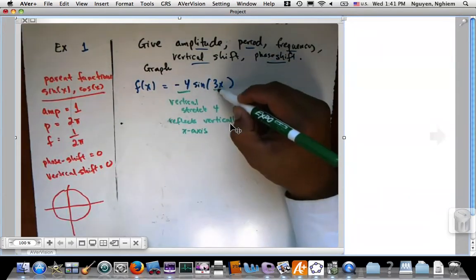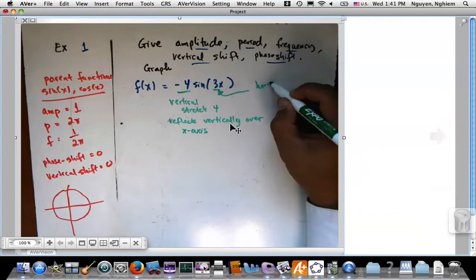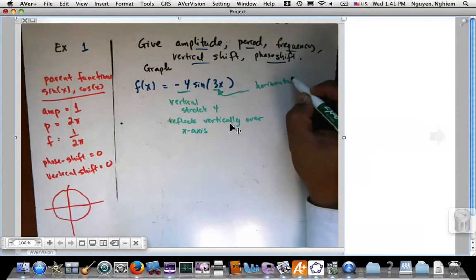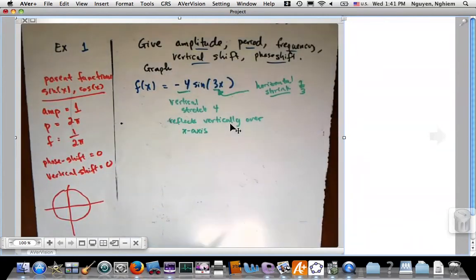And this 3 right here, it's actually a horizontal shrink to the size of 1/3. Okay? And now these things are going to affect some of our answers.